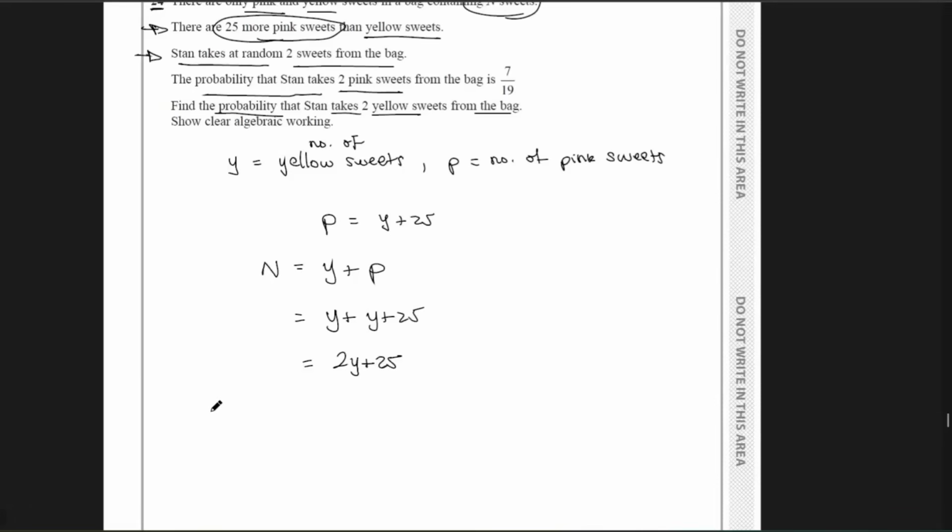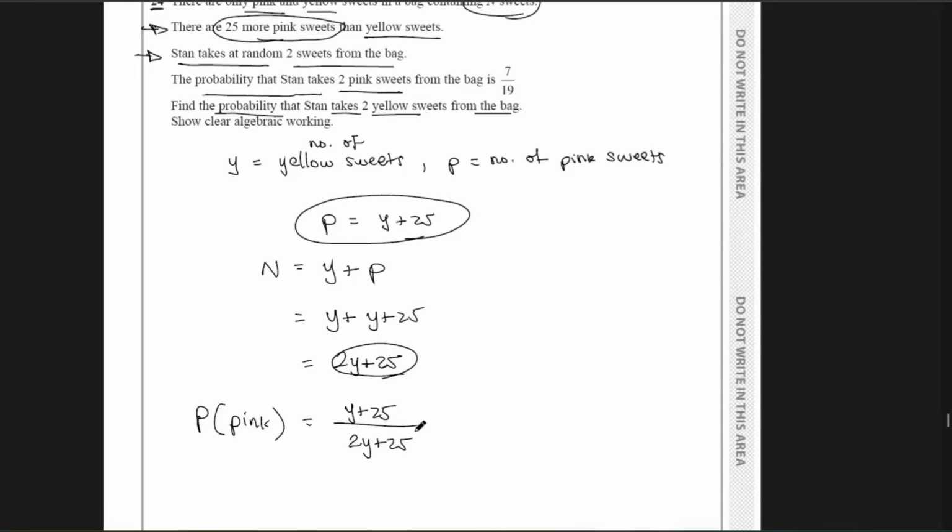Let's figure out the probability of picking 1 pink sweet from the bag. So probability of pink is number of pink sweets divided by total number of sweets. So number of pink sweets in terms of y is y plus 25. We will have to divide this by the total number of sweets, which is 2y plus 25. Because probability is equal to number of desired outcomes, which is the numerator, number of pink sweets, divided by the total number of outcomes, which is the total number of sweets, 2y plus 25.